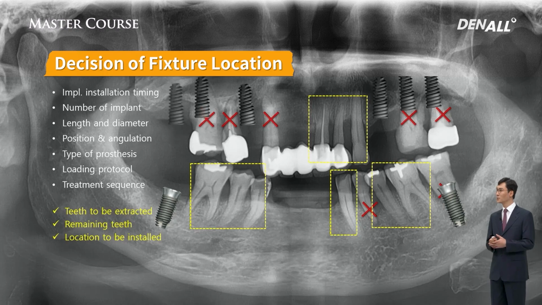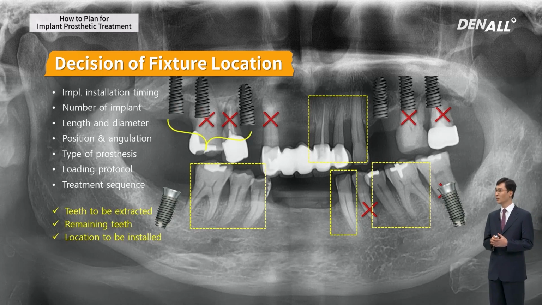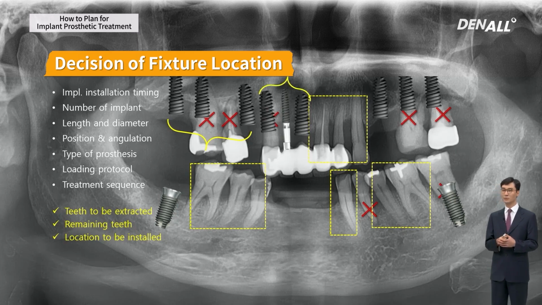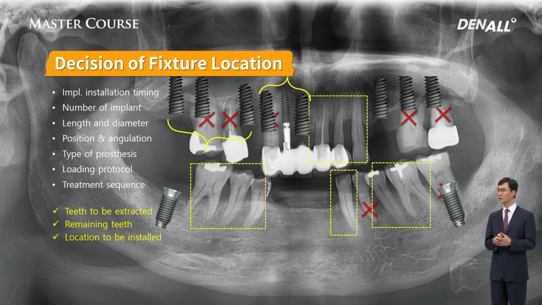In the case of posterior upper left, I decided to place 3 implants from number 4 to 7 to provide fixed restoration. I decided to place 2 implants in the anterior area in number 1 and 3 and decided to use MS type 1 body implant so that the patient didn't have to wear a removable provisional.